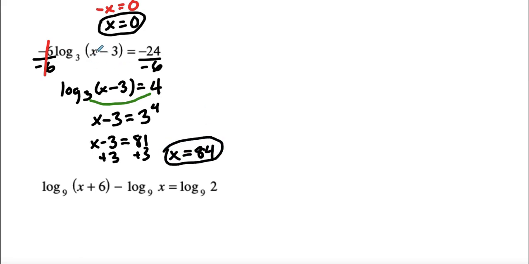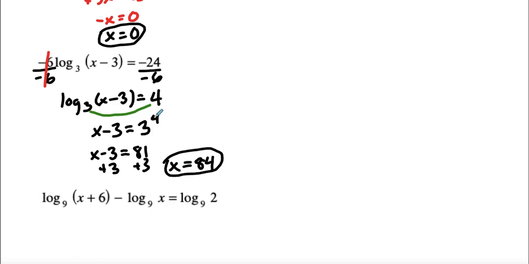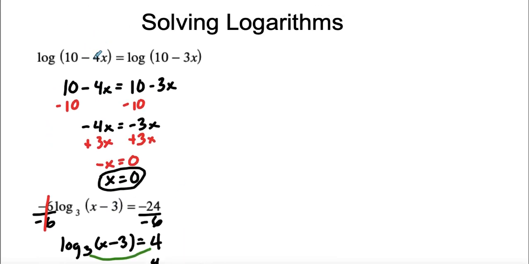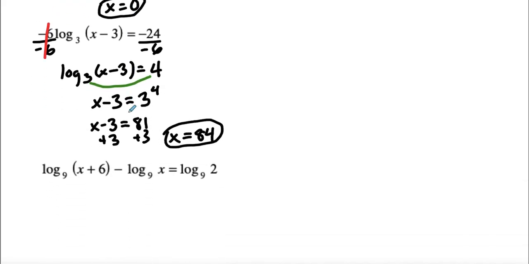You always need to check that it doesn't give you a negative inside, but it doesn't, so you're done. As long as you have a positive when you input x back into the original equation, it's not an extraneous solution. Same thing here. It leaves log of 10 equal to log of 10, so you're good.